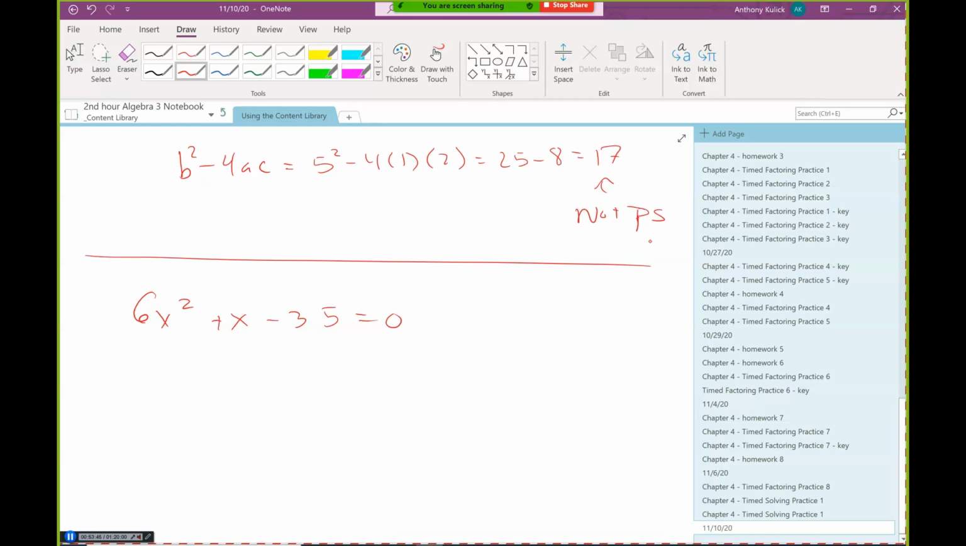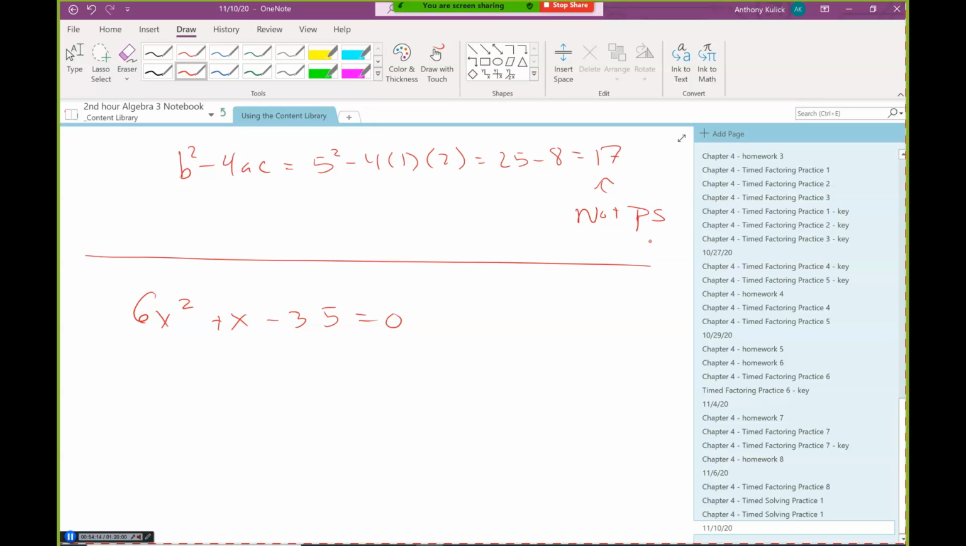Once we're in the program, press enter to select it, and then press enter again to run it. What's B going to be? 1. What's C going to be? 35. Negative 35. Got the answer. Negative 2.5.